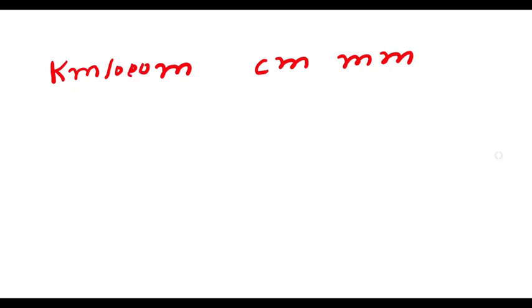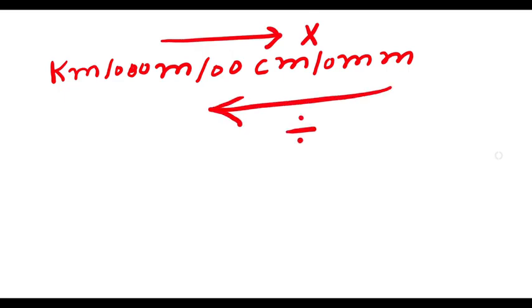Must remember kilometer, and then we got meter, then centimeter, then we got millimeter. So between kilometer and meter is 1,000, and between meter and centimeter is 100, between centimeter and millimeter is 10. So from left to right you multiply, from right-hand side to left-hand side you have to divide.